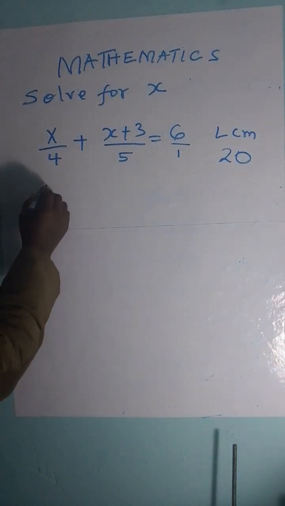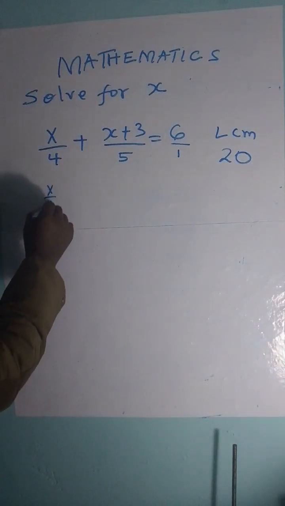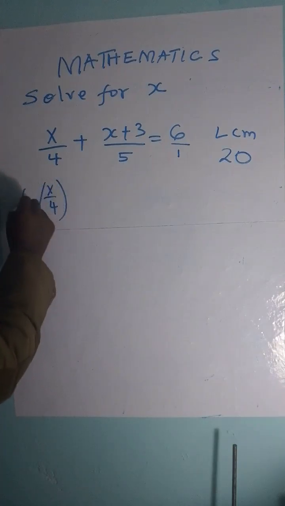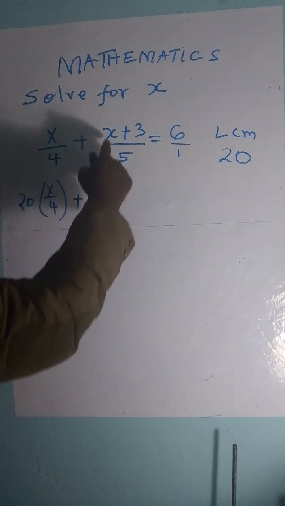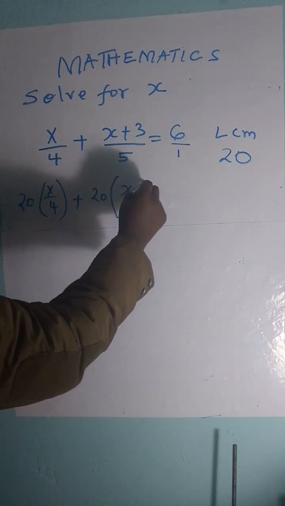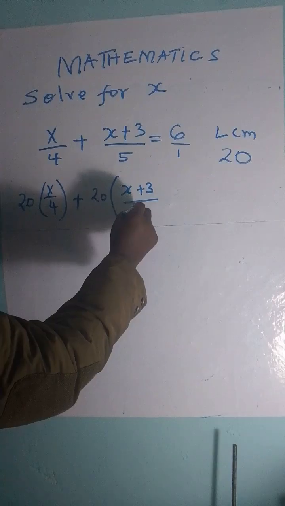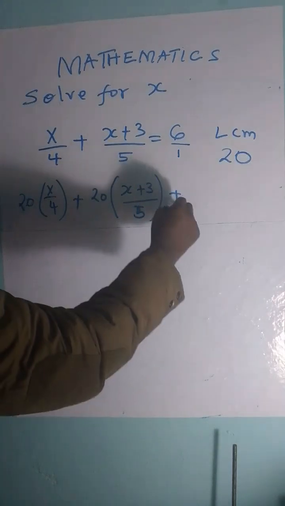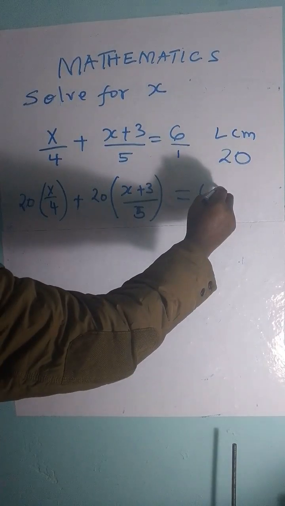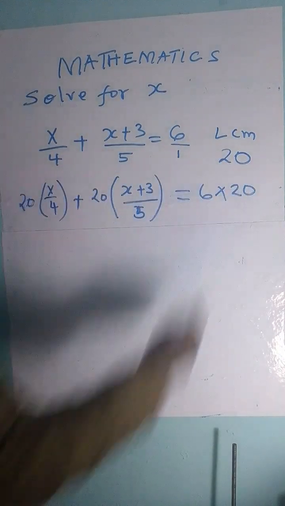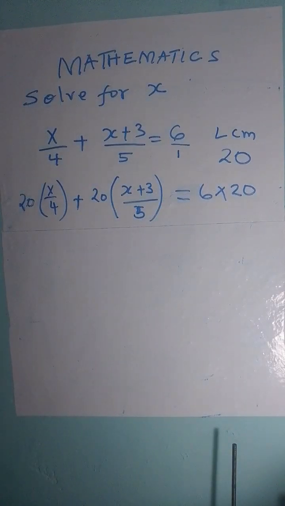So next, it is x over 4 multiplied by the LCM, which is 20, plus 20 into x plus 3 over 5 plus 6, equal to 6 times LCM, which is 20. You multiply each term by the LCM.